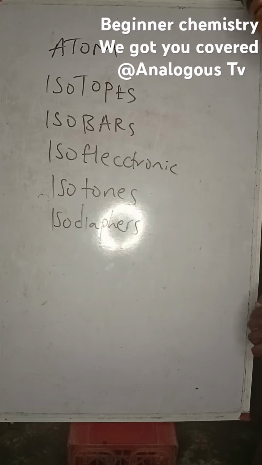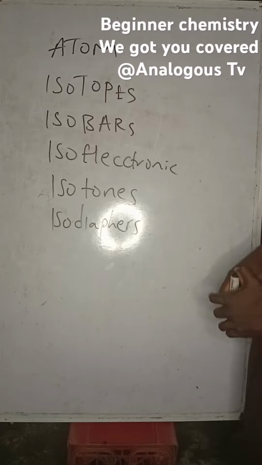I'll be looking at chemistry, and how to identify atoms and the number of protons, the number of electrons, the number of neutrons, the atomic number, and the mass number. I want to tell you what those stand for. For those of us in beginner level chemistry, I'll just do a brief intro, and I'll explain the concept of isotopy, isobarism, isoelectronic species, isotones, and isodiaphers. So quickly, let's dive into the video right away.